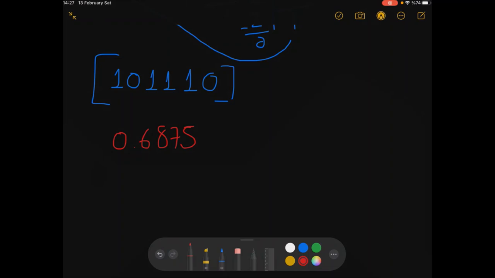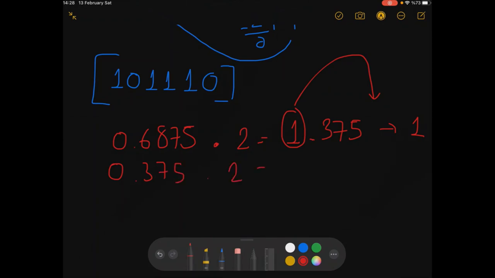6875. Now just multiply it by the base 2, and you will have 1.3750. Since you have a 1 here, you put 1 and subtract 1 from here, and you have the fraction part again, times 2, and you will have 0.75. And what about the integer part here? Since there is none, you put 0.